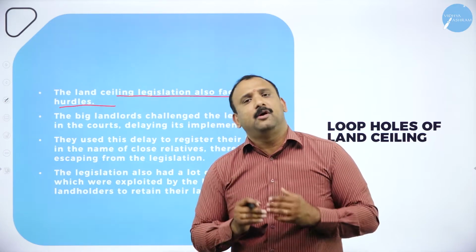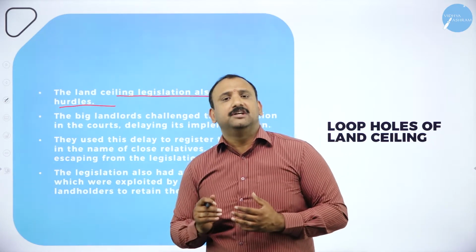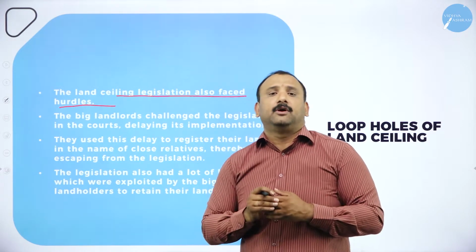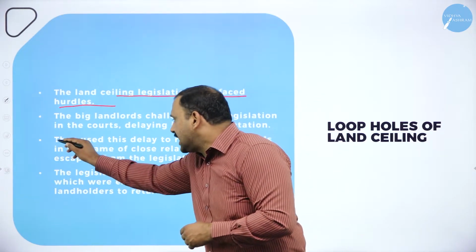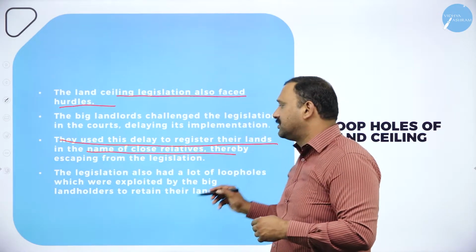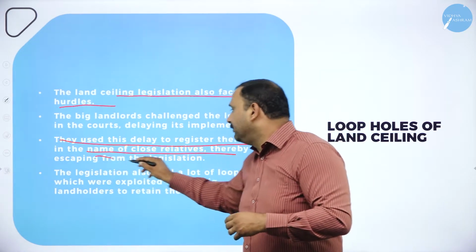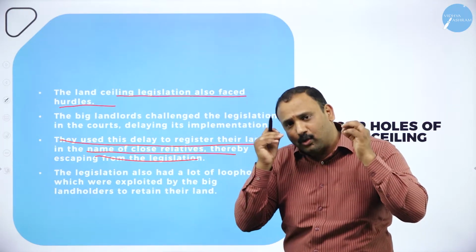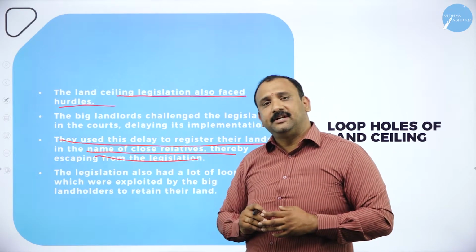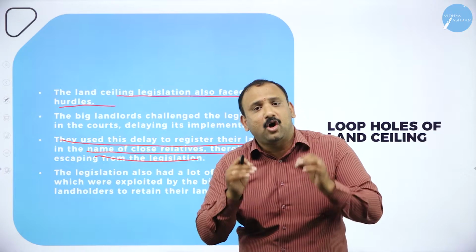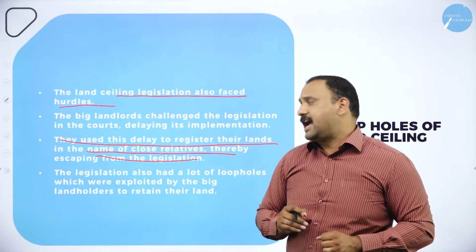So there was a lot of domination, a lot of factors that started coming in terms of the thought process. They used this to delay the registering of lands in their name, transferring them to their close relatives and escaping from the legislation. They also wanted to avoid the tax, and most of the norms, rules and regulations, and they wanted to tell people that they were not interested in following the rules and regulations.